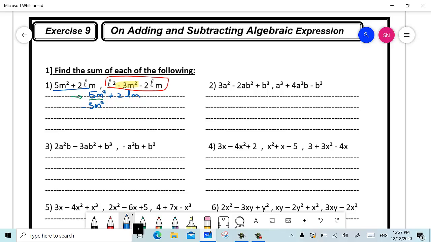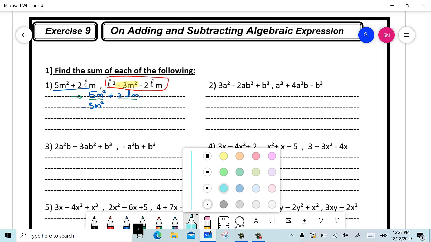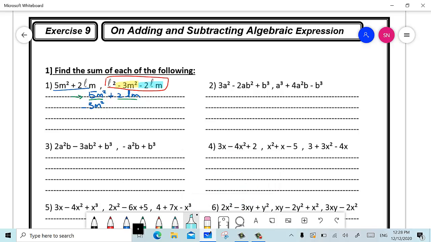And then the second term that I have here is 2lm. So I'm going to look also in the second expression for a term that has the variable lm. And here it is negative 2lm. Can I say 2lm? No, because the coefficient here of lm is negative 2. So it is negative 2lm. And we said before that we take any term with the sign before it. So here I'm going to write negative 2lm.